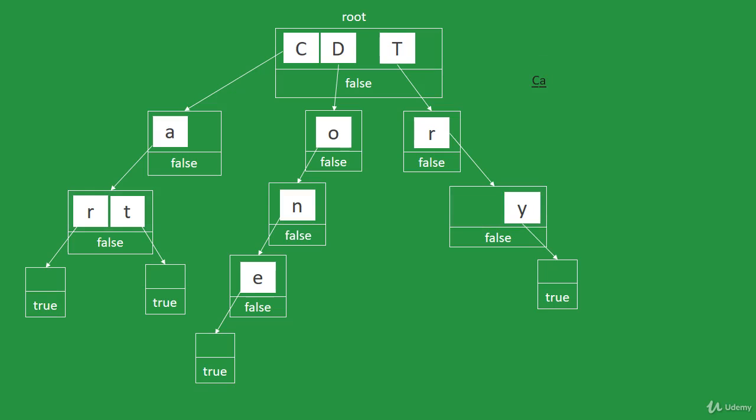Let's try to delete CA. We look up CA and see that the isWord indicator of this prefix is false, and we cannot delete something that is not in the tree. So we are done.